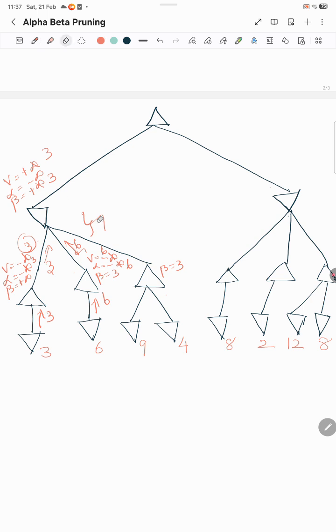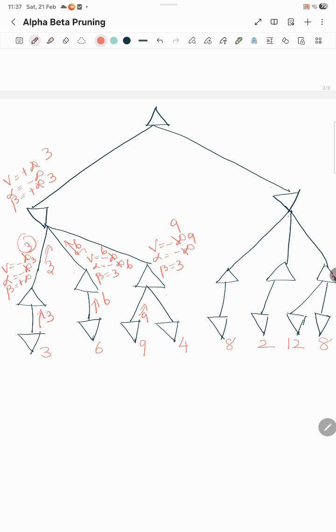You have to see this child, this branch also you have to see. So here the initial value for max, this is max node. So V is minus infinity, and alpha is minus infinity. Now you are propagating 9, and yes, 9 is greater than this V and alpha, so you are updating.